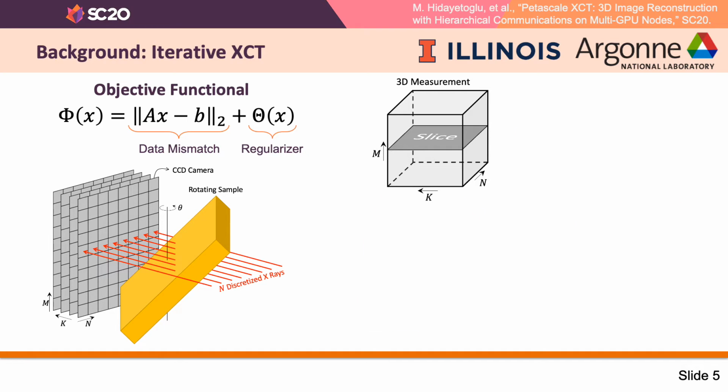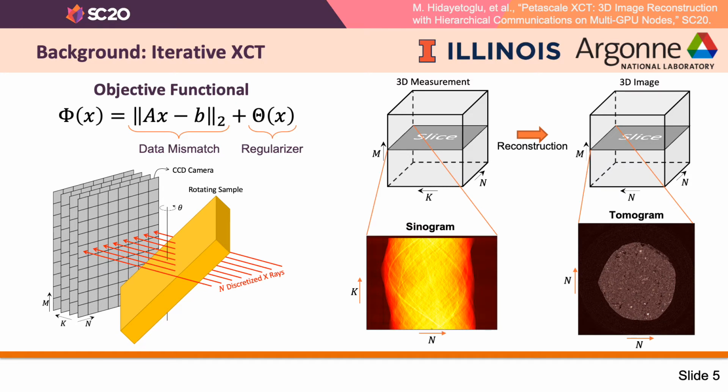measurement data cube. Similarly, the 3D image can be obtained by stacking many 2D images, each of which is called a tomogram. Each tomogram can be reconstructed independently from a single horizontal slice of the measurement, which is called a sinogram. There are two main expensive operations in each iteration we need to perform: projection and back projection.